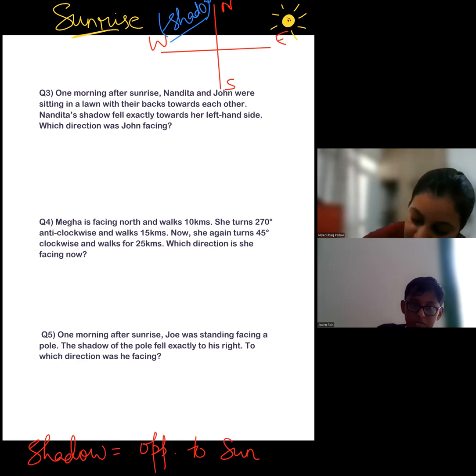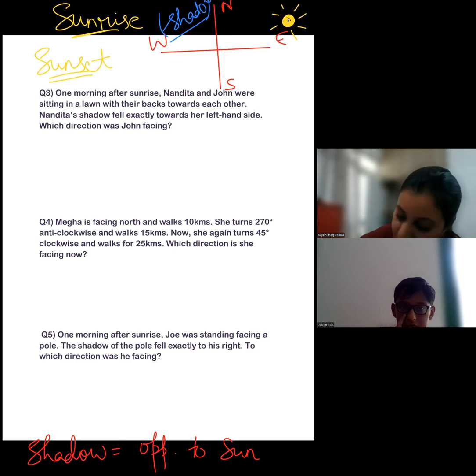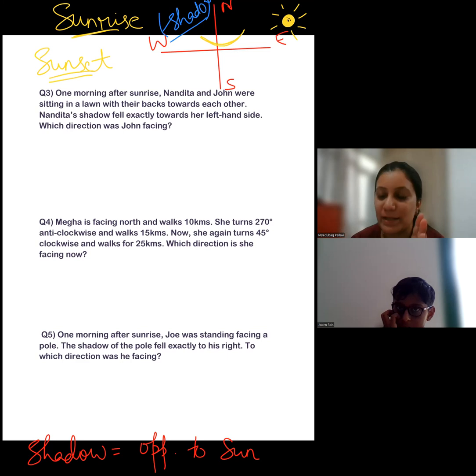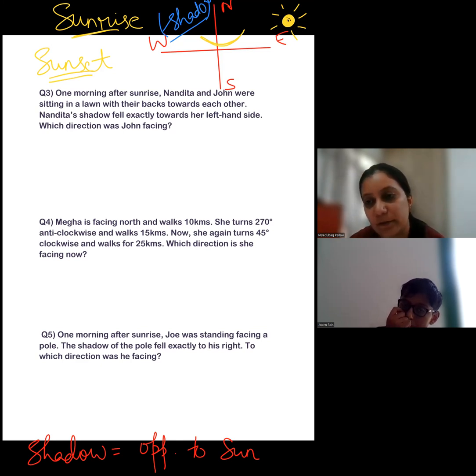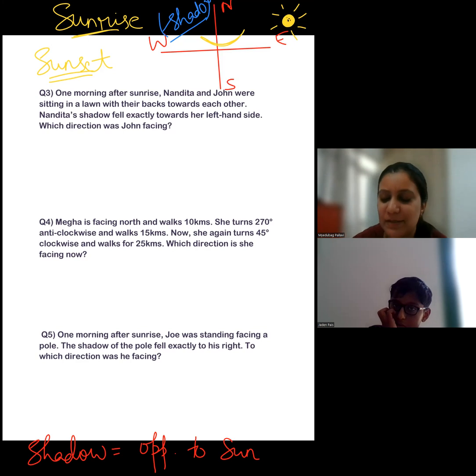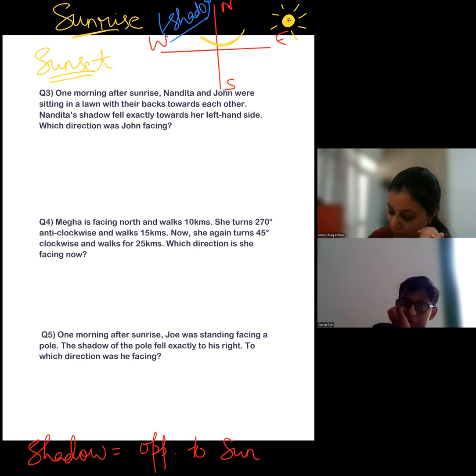And when it is sunset, it's just the opposite. It just gets reversed. Sun comes towards west because it sets in the west direction. So the shadow will be formed in the east direction. Okay, got it? Yes, ma'am. Based on this only, now we'll see the questions based on sunrise and sunset.